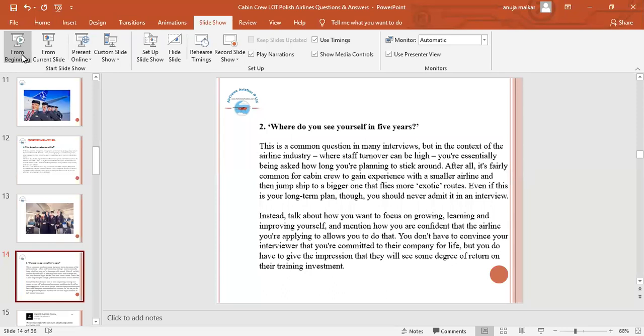Even if this is your long-term plan, though, you should never admit it in an interview. So please remember this: do not confess that you might not be there in the next 2 or 3 years, but instead, talk about how you want to focus on growing, learning, and improving yourself. And mention how you are confident that the airline you're applying to allows you to do that. And while you are going to work with them, maybe for the next 6 months or 1 year, 2 years, how you will be an asset to the organization and the money which they will invest in trainings would be worth it for you.